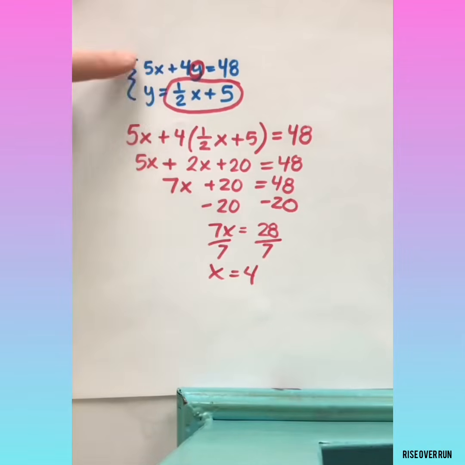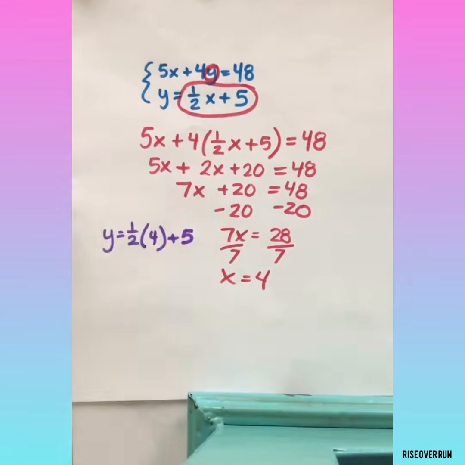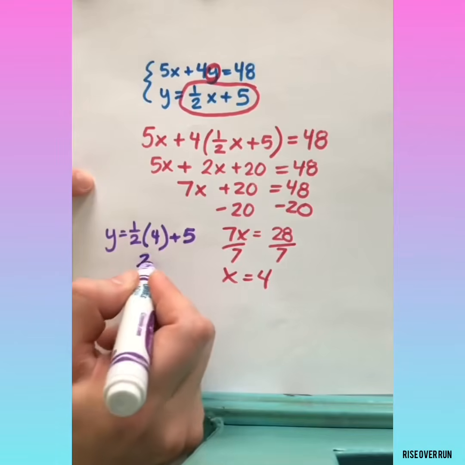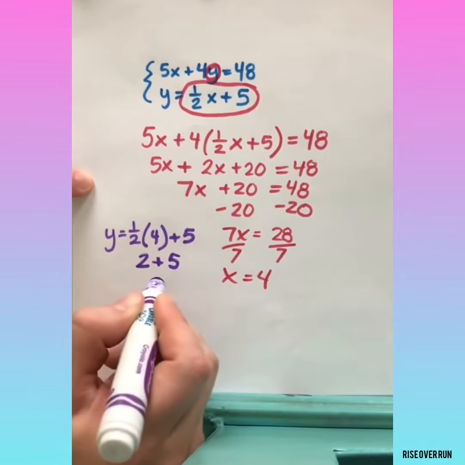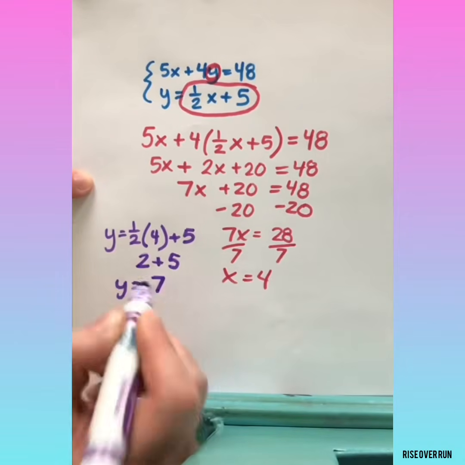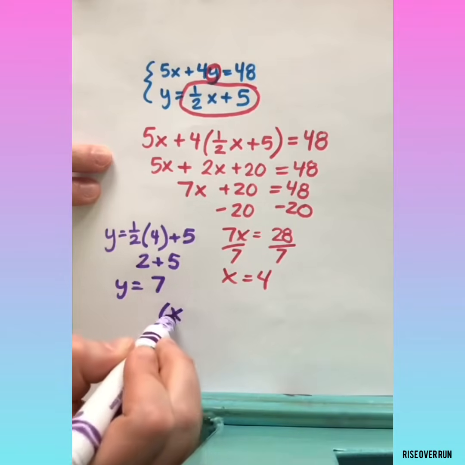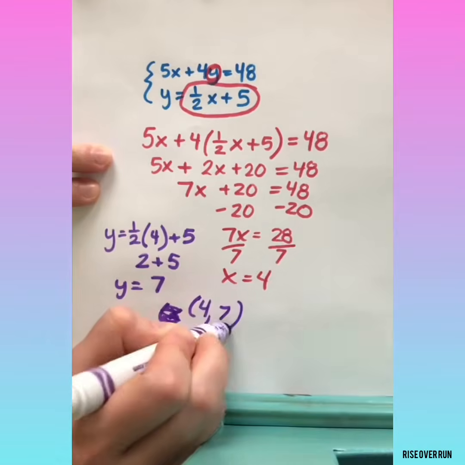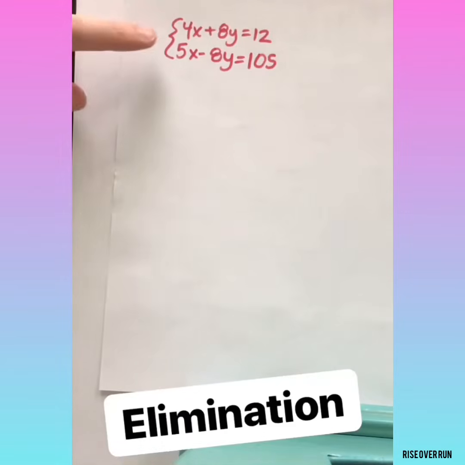In order to find our y value, we need to plug this back in either equation. It doesn't matter which one, you should get the same answer. I'm going to plug a 4 into this second equation. 1/2 of 4 is 2. 2 plus 5 is 7. So the final solution here is (4, 7).